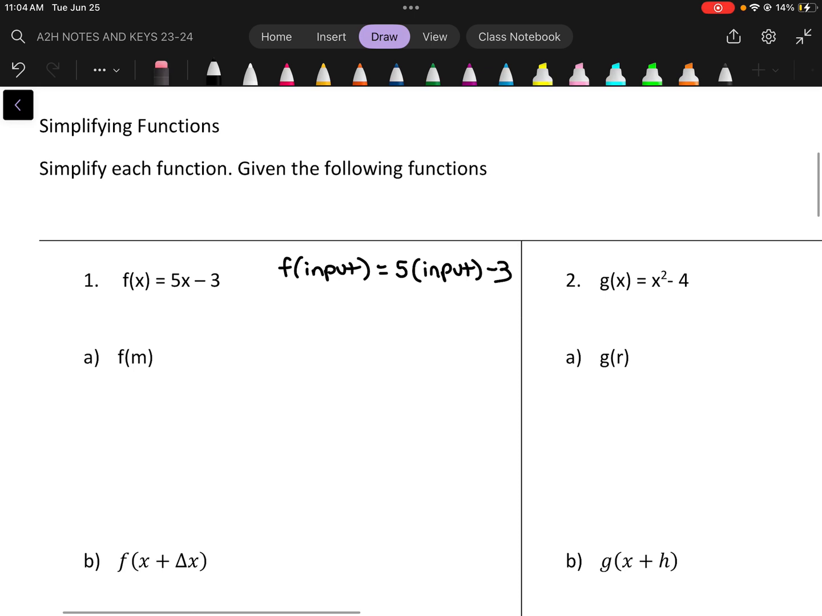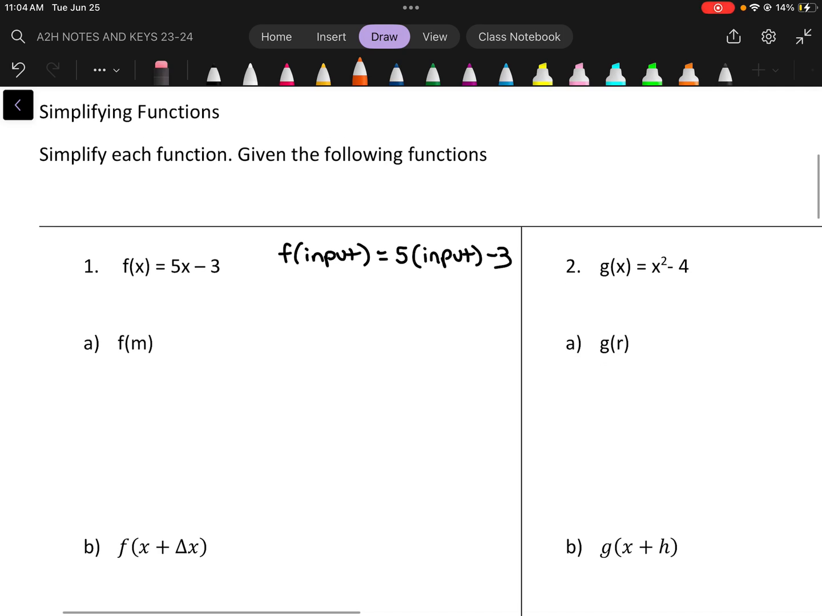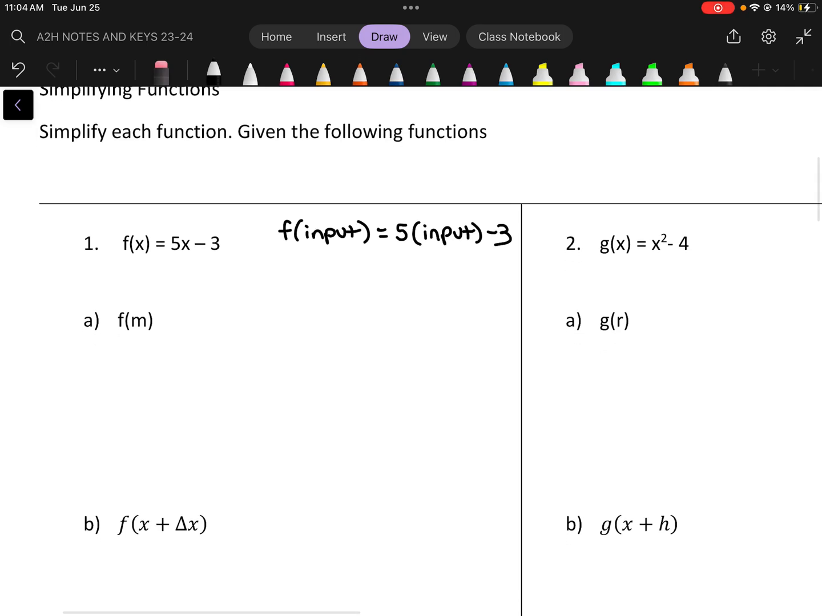So let's check out what if we were doing f of m. We're thinking f of input is 5 input minus 3. So f of m, you know what? That's just 5m minus 3. So not too bad. It just substitutes where the x would have been.